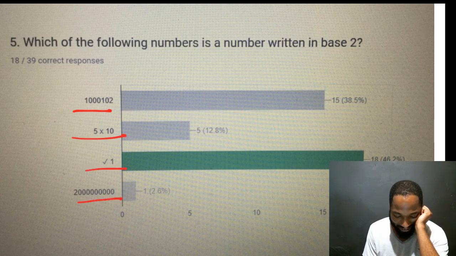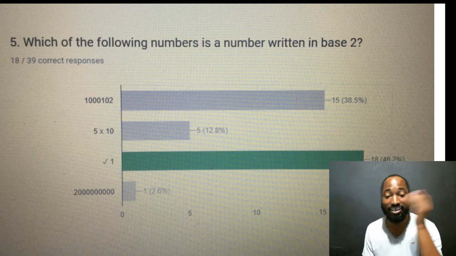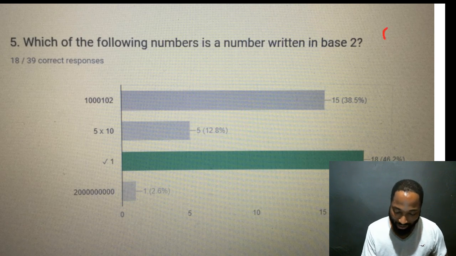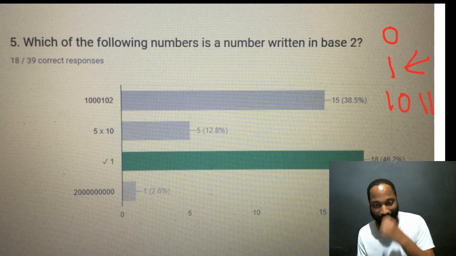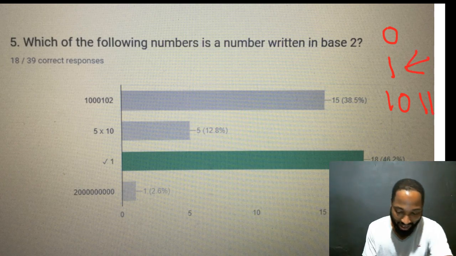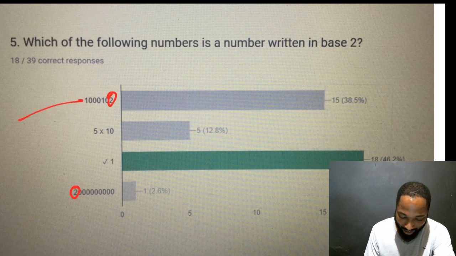So the correct answer is actually 1. 1 is a number that can be in base 2. Because remember, the first numbers were 0, then 1, then 10, then 11. So this is actually a number that is in base 2. None of the other numbers can be in base 2 simply because base 2 does not have a 2 in it. So this was the next common one that people chose.